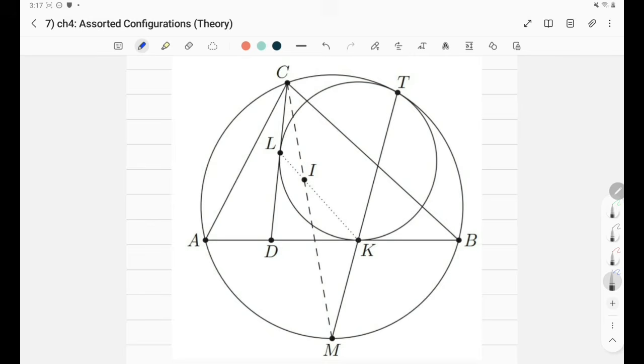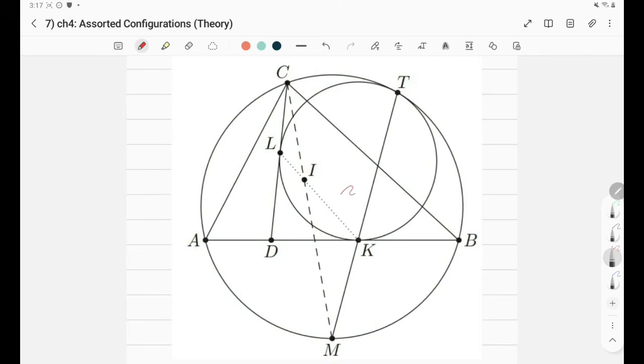And now what do we want to do? We want to show that, guess what, the incenter of ABC is actually the intersection of CM and LK. Of course showing it's on CM is a piece of cake, because M is the midpoint of the arc. So CM is the angle bisector, so I lies on it. However, the real deal is to show it lies on LK. So that's what we want to do. We want to define this intersection, and show that it is the incenter.